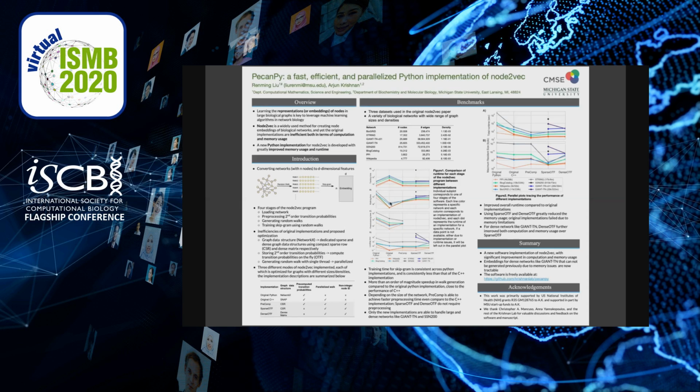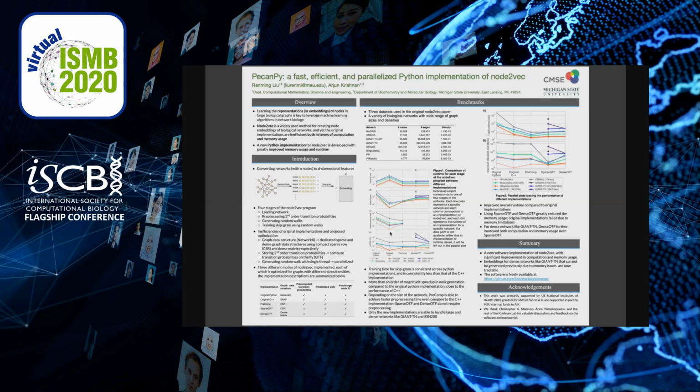As for preprocessing time, the new PecanPy implementation clearly outperforms the original Python implementation and is comparable with the C++ implementation. Furthermore, since sparse on the fly and dense on the fly implementations do not calculate transition probabilities in advance, they do not have preprocessing time, which could save minutes of calculation time.